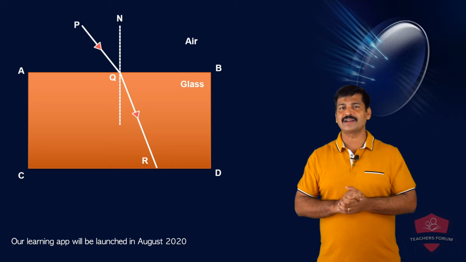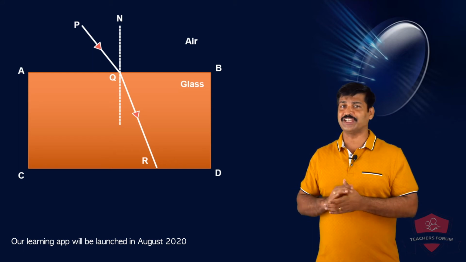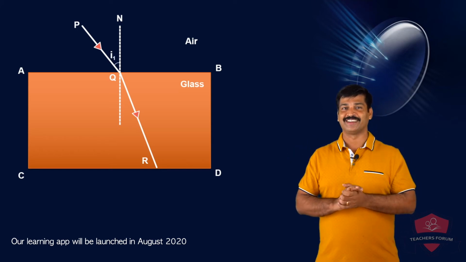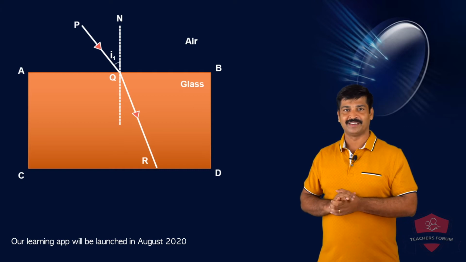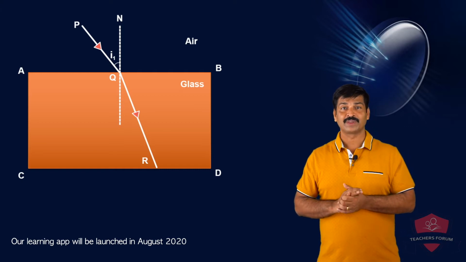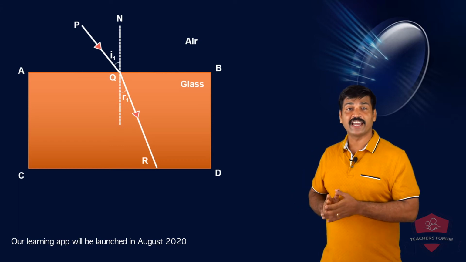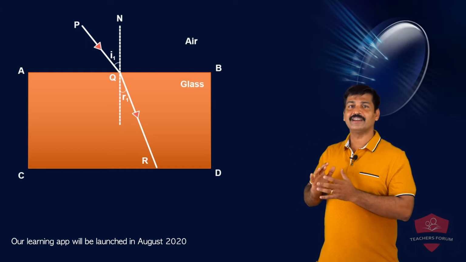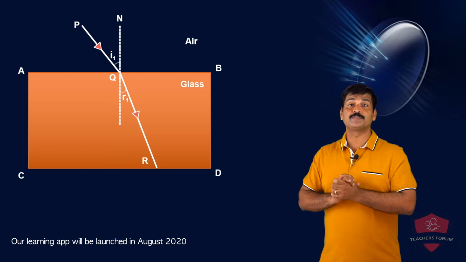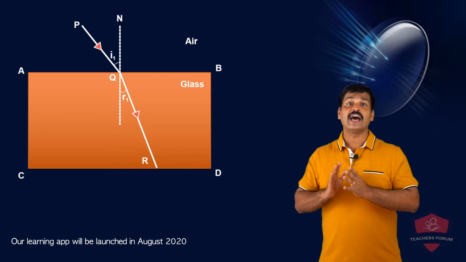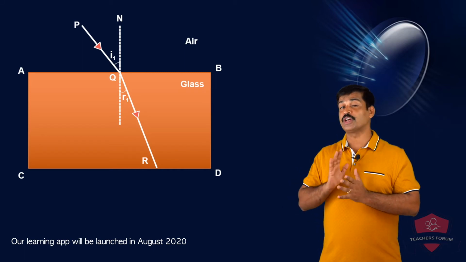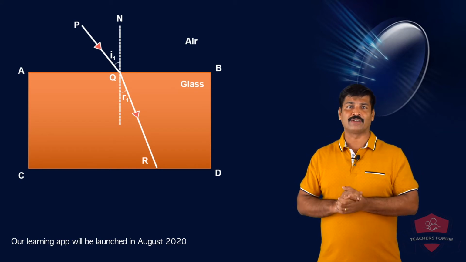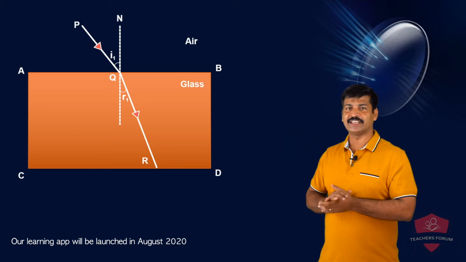Now can you mark the angle of incidence and angle of refraction here? What is the angle of incidence? The angle between the normal and the incident ray. That is represented by I1. What is the angle of refraction? The angle between the refracted ray and the normal. That is R1. So here, when the light travels from air to glass, the speed of light decreases and the refracted ray comes close to the normal. Now let us look at what happens at the other edge of this rectangular glass slab. What is the other edge? That is DC.